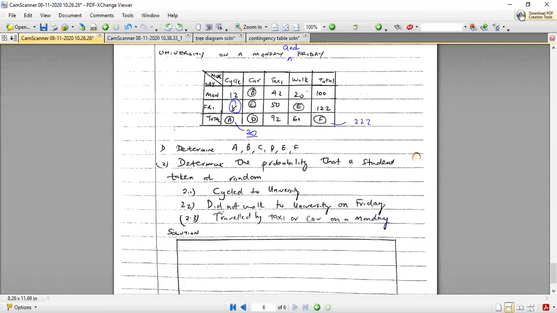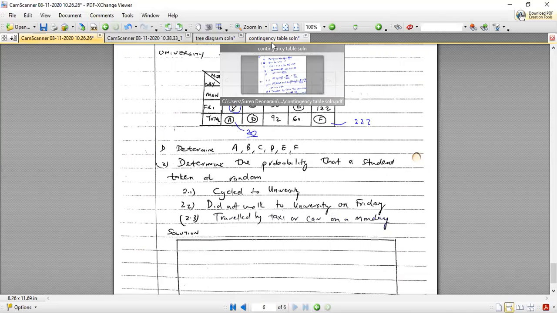the next question. Determine the probability that students did not walk to university on Friday. How many learners did not walk to university on Friday? Now, if you look at Friday and the number of students walking, that would be E. So how many students did not walk on a Friday for only that day there?